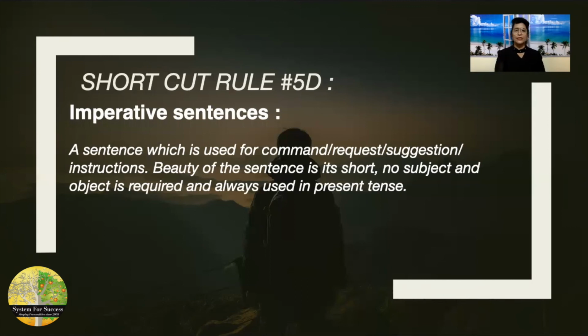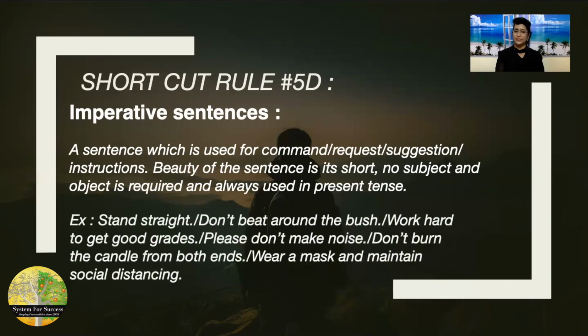Very simple. या तो वो instructions है या फिर वो command है या फिर वो request है. For example, stand straight. It's an instruction. Don't beat around the bush. Work hard to get good grades. Maybe a suggestion. Please don't make noise. By adding the word please, it makes a request or a favor. Don't burn the candle from both ends. Suggestion, advice. Wear a mask and maintain social distancing.